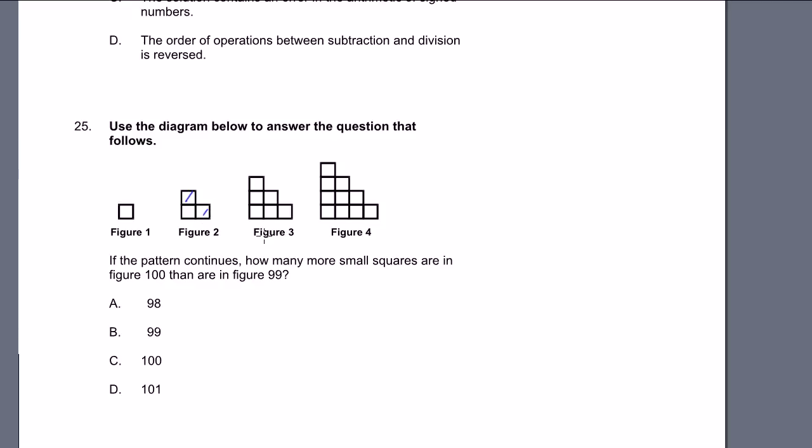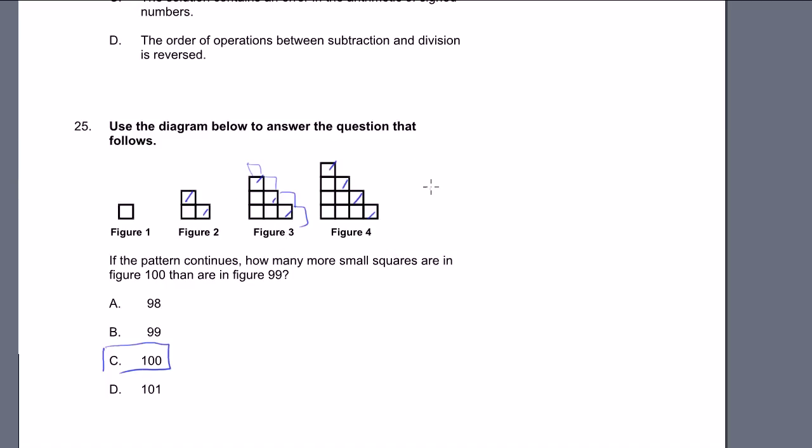We went from 2 to 3, how many did we add? We added 1, 2, 3 squares. We went from 3 to 4, how many did we add? We added 1, 2, 3, 4 squares. Those are the 4 that we kind of layered over the 3 right there. So when we go from 99 to 100, we're going to add 100 squares.